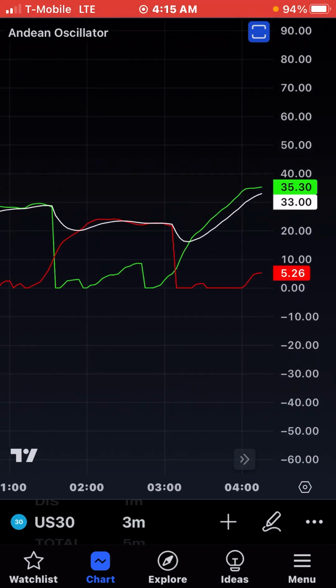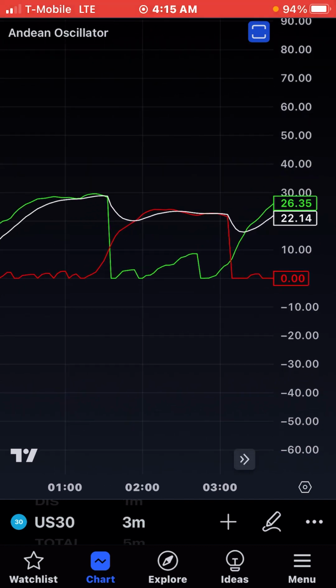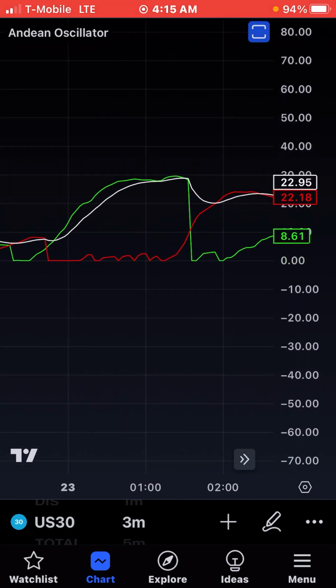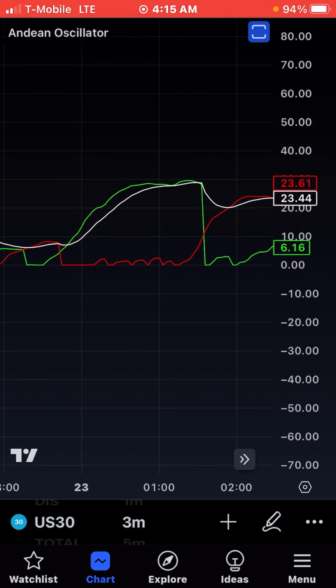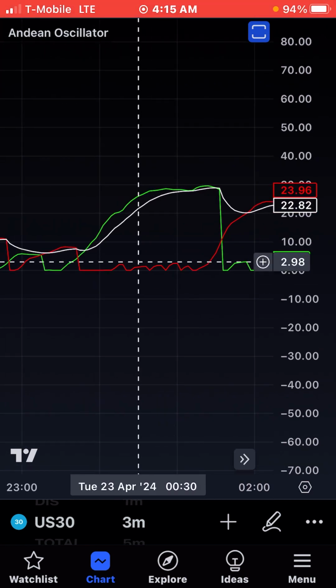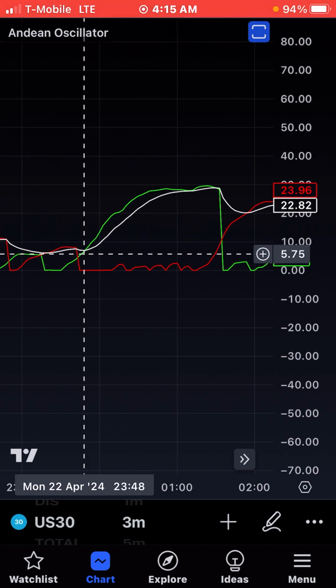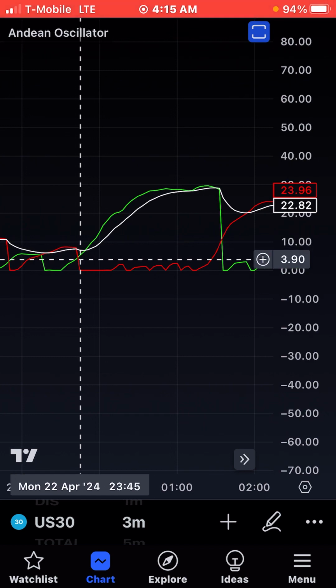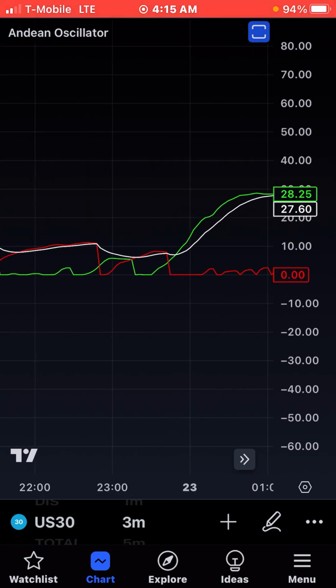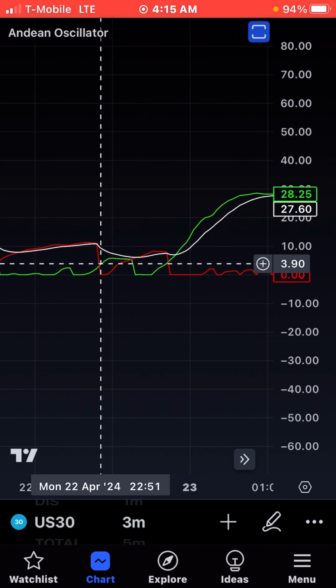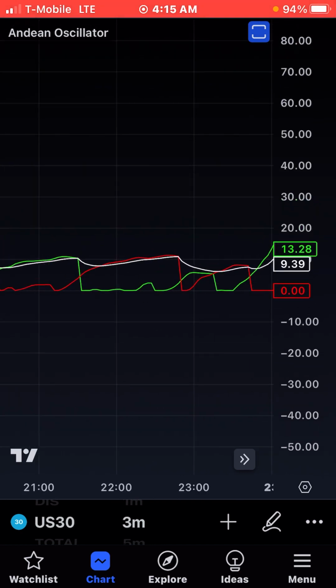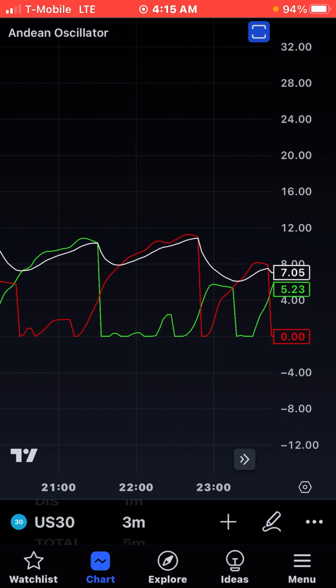So we're trying not to look at the candles as much as possible. I just kind of want to get you guys in the frame of just observing what the oscillator is doing. We see it crossing here. We see it crossing here. We see a little cross right there. And keep in mind, this is a 3 minute chart.